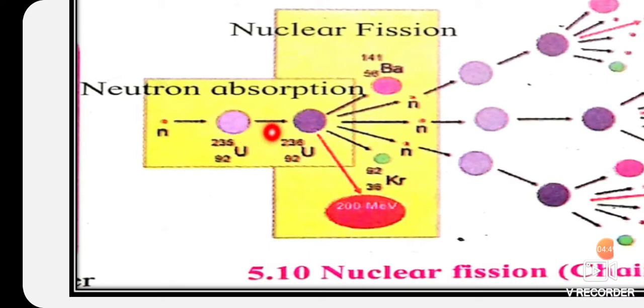But this reaction is not a single step. This reaction continues. Each of these 3 neutrons will again try to bombard another uranium-235, which gets converted into uranium-236, which is unstable, and again you can see along with barium and krypton and heat, 3 neutrons are given out.